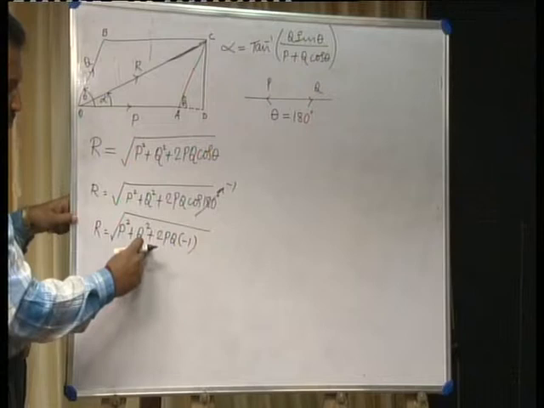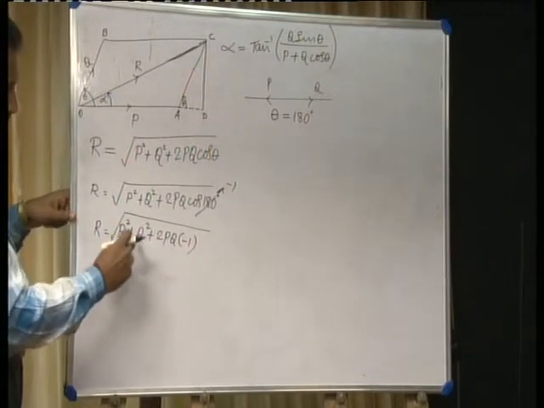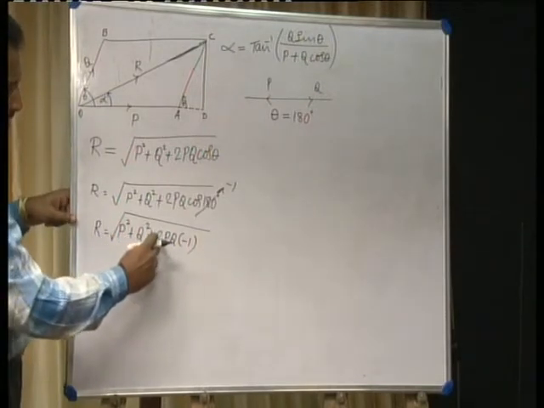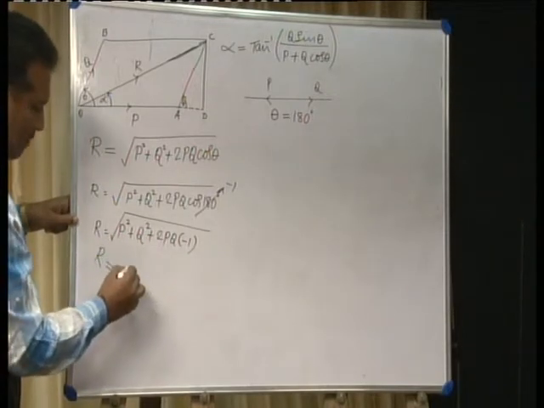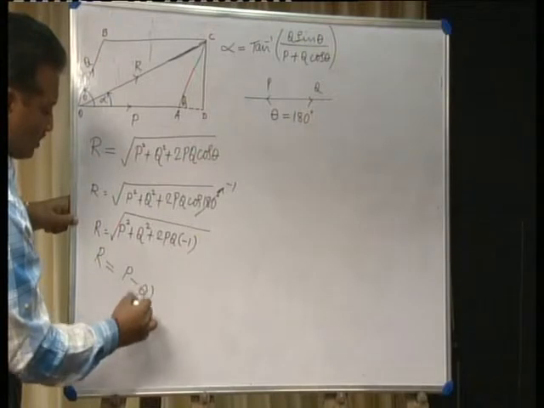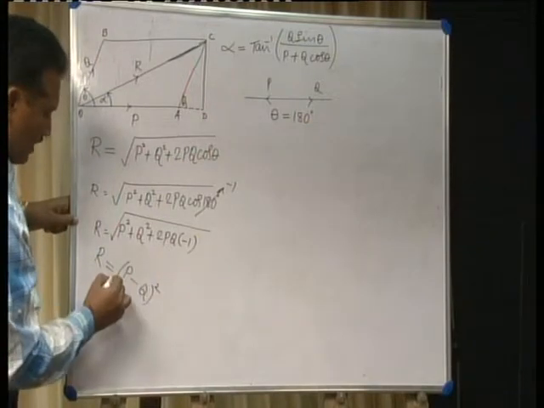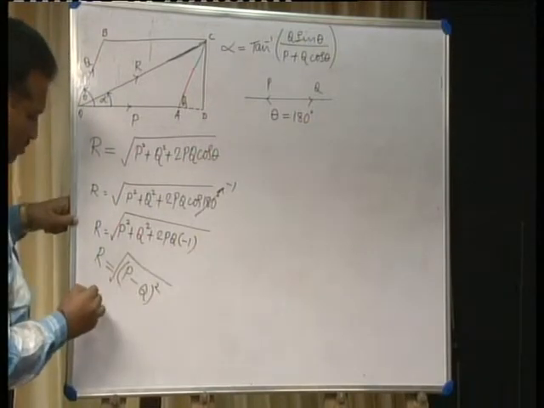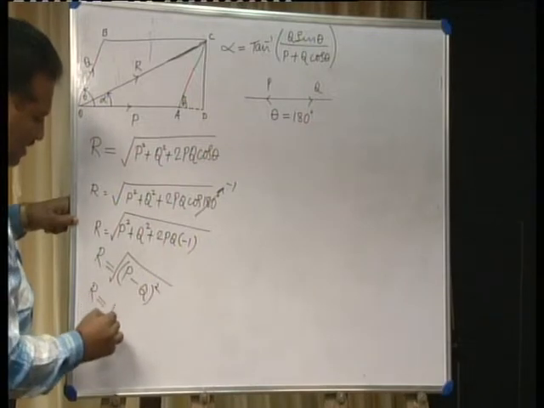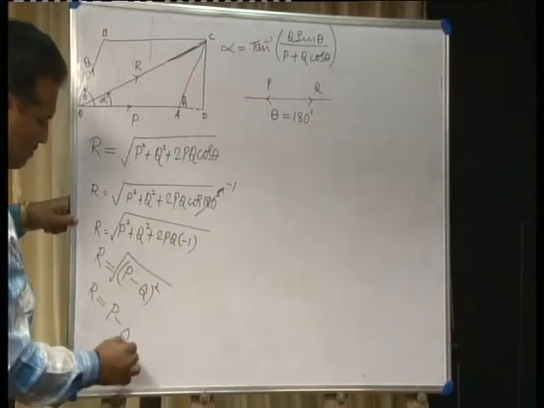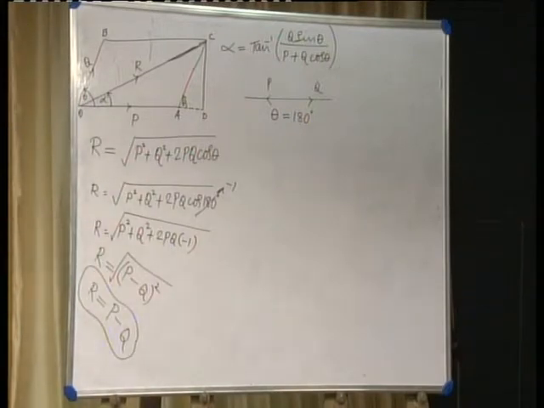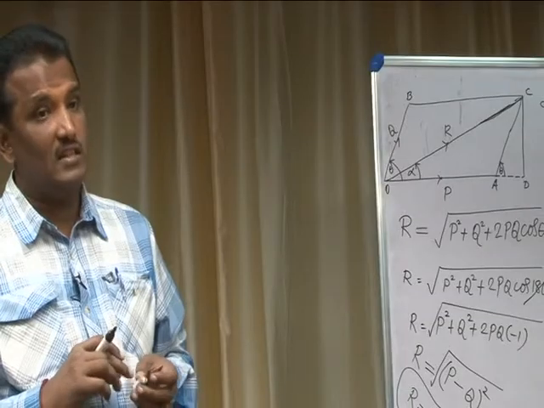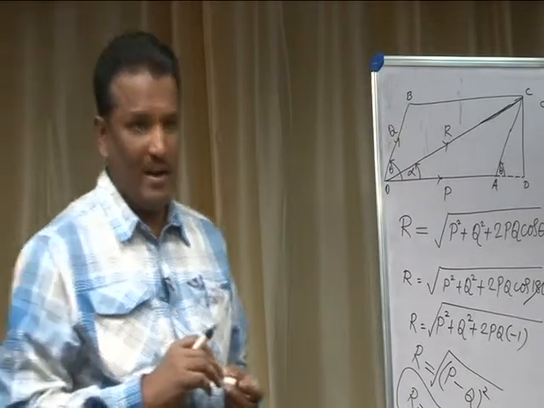When it becomes minus, it is in the form of a square plus b square minus 2ab. Definitely, it represents (a minus b) whole square under square root. Again, square and square root get cancelled. You will get R is equal to P minus Q. This is the mathematical expression for the resultant when two forces act along the same line in opposite directions.